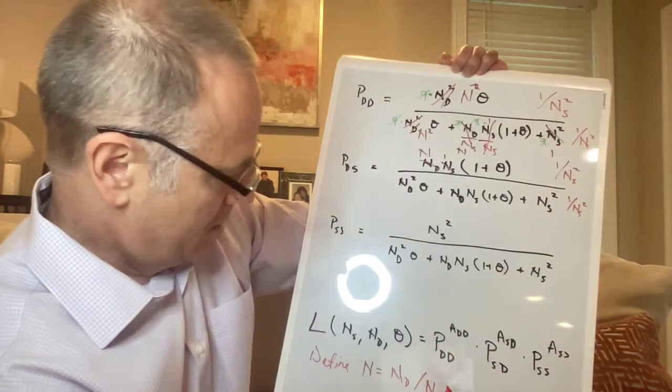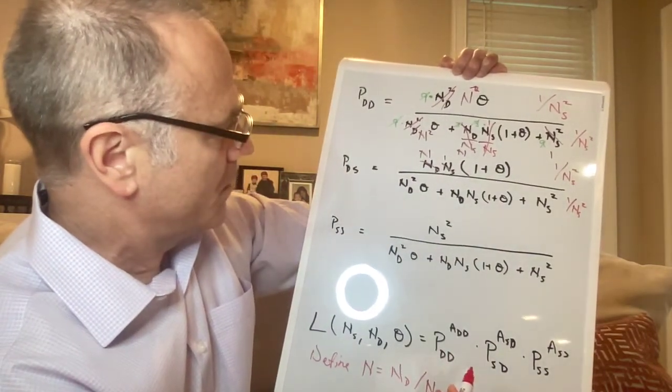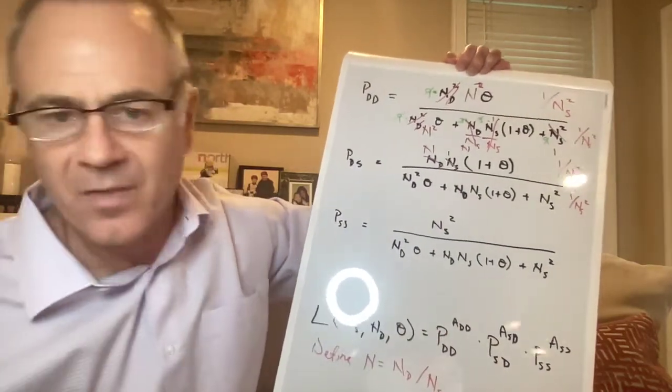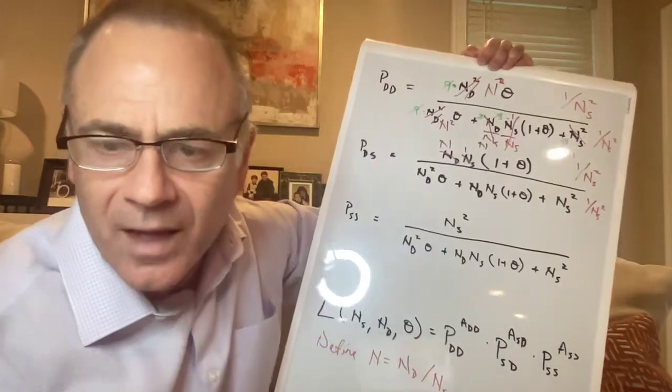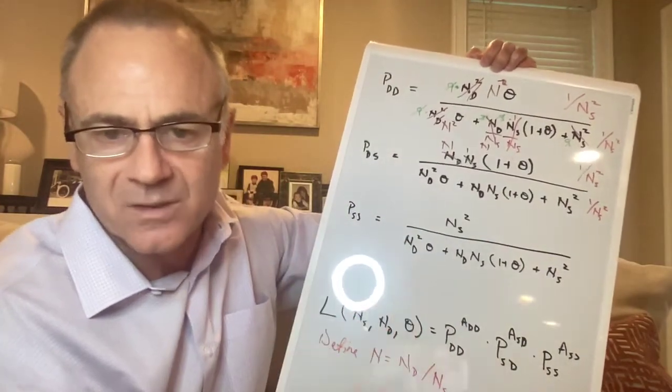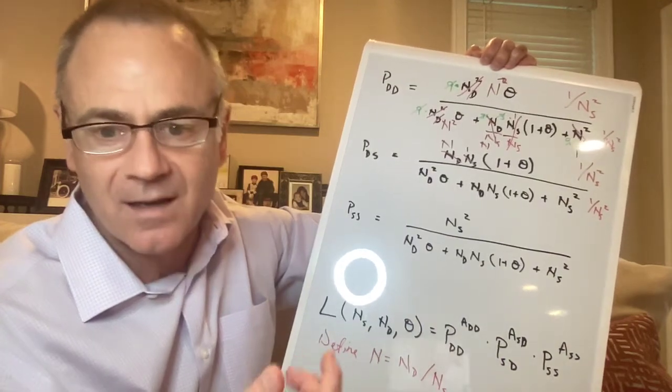I'm going to rewrite this. I think I'm going to stop there. I'm going to do the calculations, rewriting these P terms in terms of N and S.